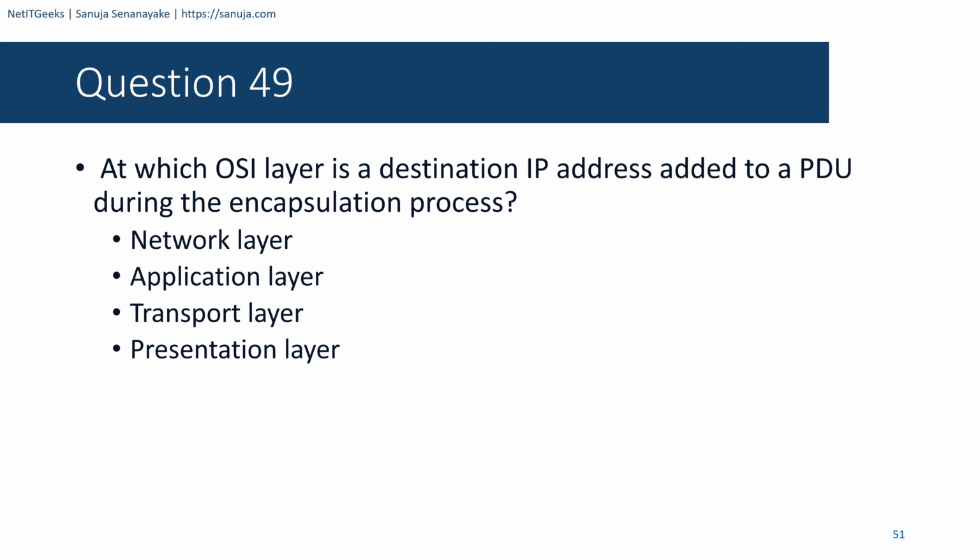Question number 48. At which OSI layer is a destination IP address added to a PDU during the encapsulation process? Again, we are going back to the OSI layer model and the encapsulation process, and they're asking at what point in the model the destination IP address is added to the PDU. Again, if you don't remember, memorize it. The answer is the network layer. I have already covered the OSI model many times in my lectures on my YouTube channel. Go ahead and watch them if you don't remember.